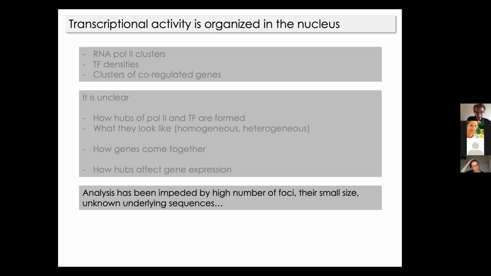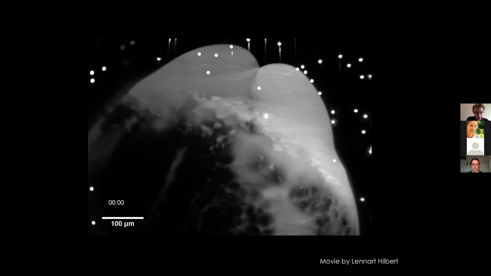And the problem is that analysis of all these questions has been impeded by the high number of foci, their very small size, and the fact that often we don't even know what the underlying sequences are. So it's very hard to manipulate or study these foci. And so I'm here to show you 2 foci that we have found in the zebrafish embryo that I think can help us address these questions.